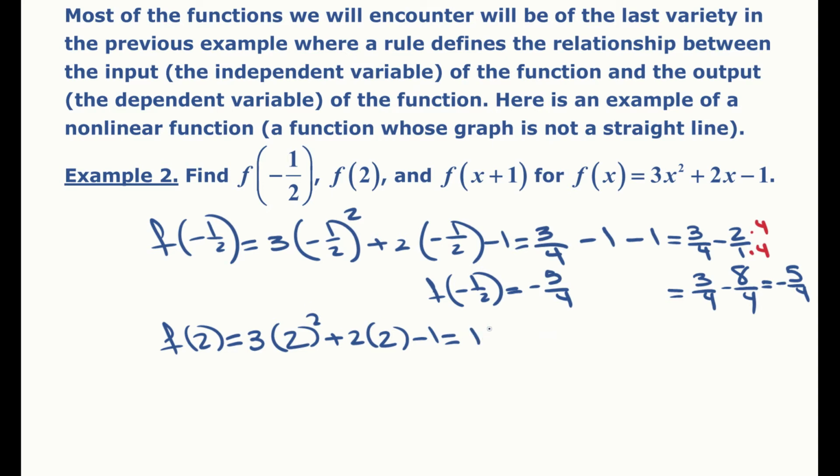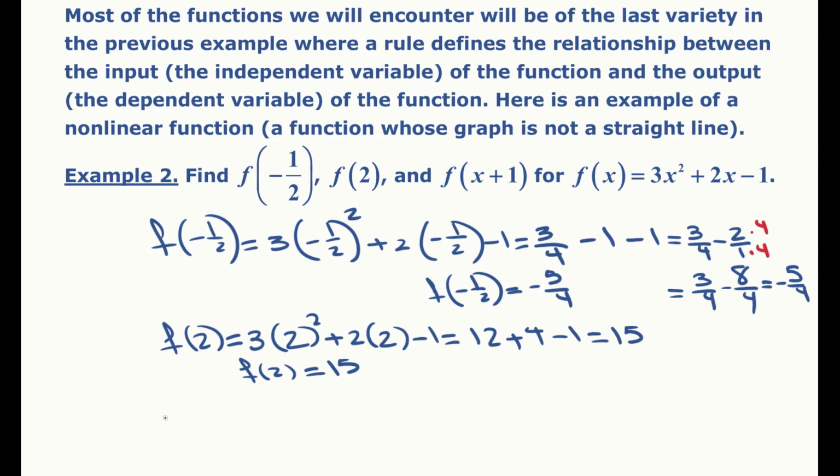So that's 12 plus 2 times 2 will give us 4 minus 1. So that's 16 minus 1, right? Which is 15. So we just found that f of 2 is equal to 15. That means the output of this function is 15 when the input is 2.